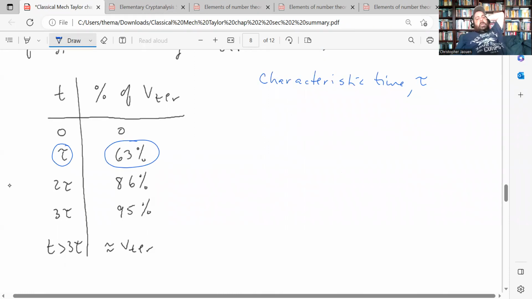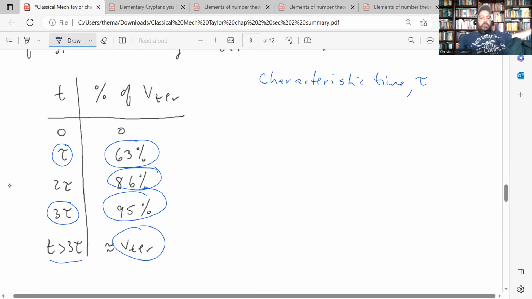For 1 tau, the object has approached 63% of its terminal velocity. After a time period of 2 tau, it reaches 86% of its terminal velocity. For 3 tau, 95% of its terminal velocity. And here, if the time is greater than 3 tau, you can assume that it's pretty much reached the terminal velocity.